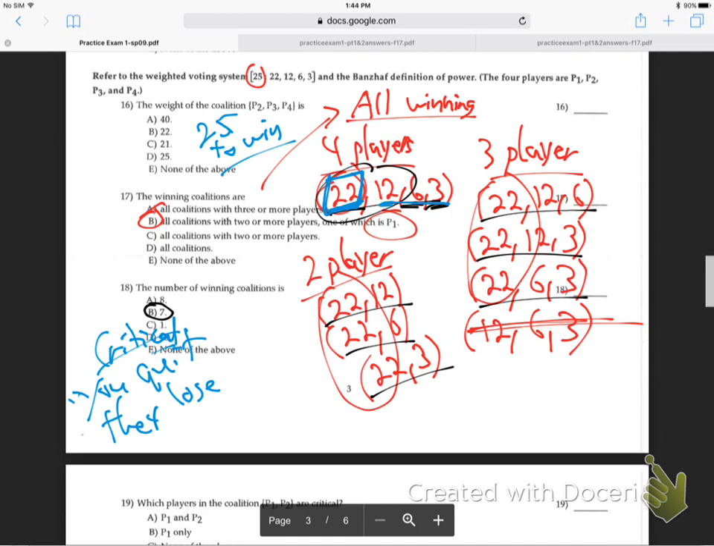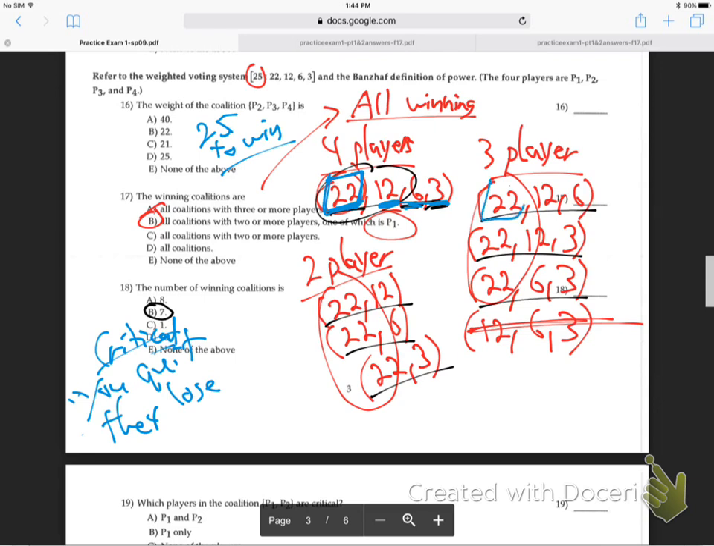How about the 12? Is he critical? If he drops out, do they lose? No, they got plenty of votes. They got 22 and a bunch more. They got more than 25 votes. So 12's not critical, so nobody below him is critical in that team either. Only the 22 is critical on that team. Good so far? Let's go to the 3-player teams.